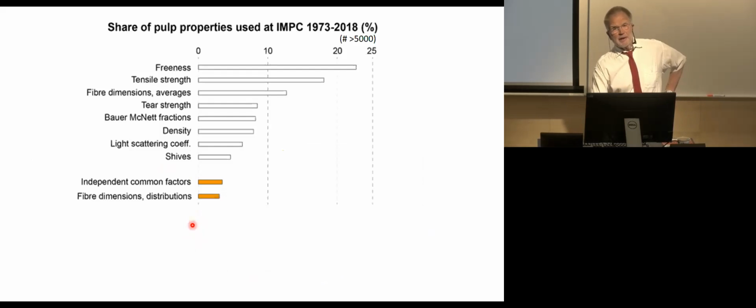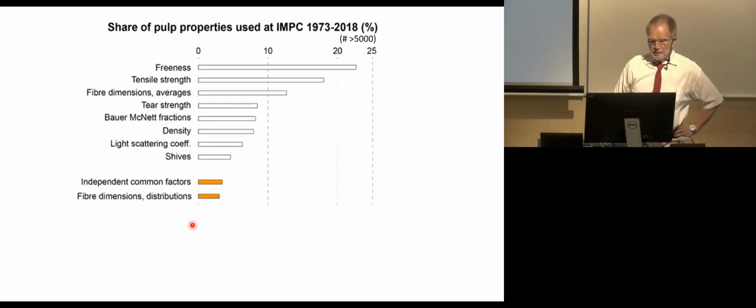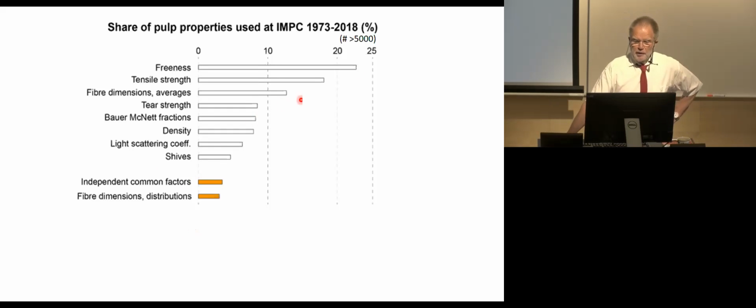So what's common practice within the industry? How do we communicate? I went over at the IMPC, the mechanical pulping conferences from 1973 to 2018, counted about 5,000 figures and extracted how do we describe the material? And you can see commonly used freeness, tensile strength. It's a lot of those data.